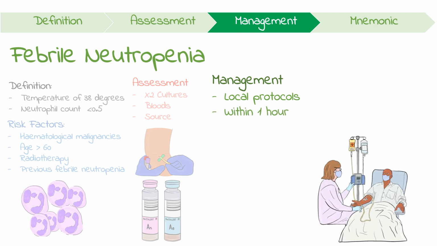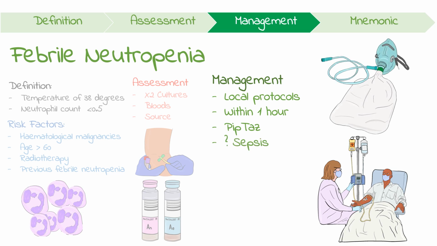In patients without septic shock and not requiring intensive care support, initial therapy often includes the use of IV piperacillin and tazobactam, which is often described as PIP-Taz. If the patient has features of sepsis, you should step up your management accordingly. Source control is really important to consider. IV lines and central venous catheter-related infections are common in patients with neutropenic fever. Consequently, you should promptly remove them if you consider that they might be a potential source.